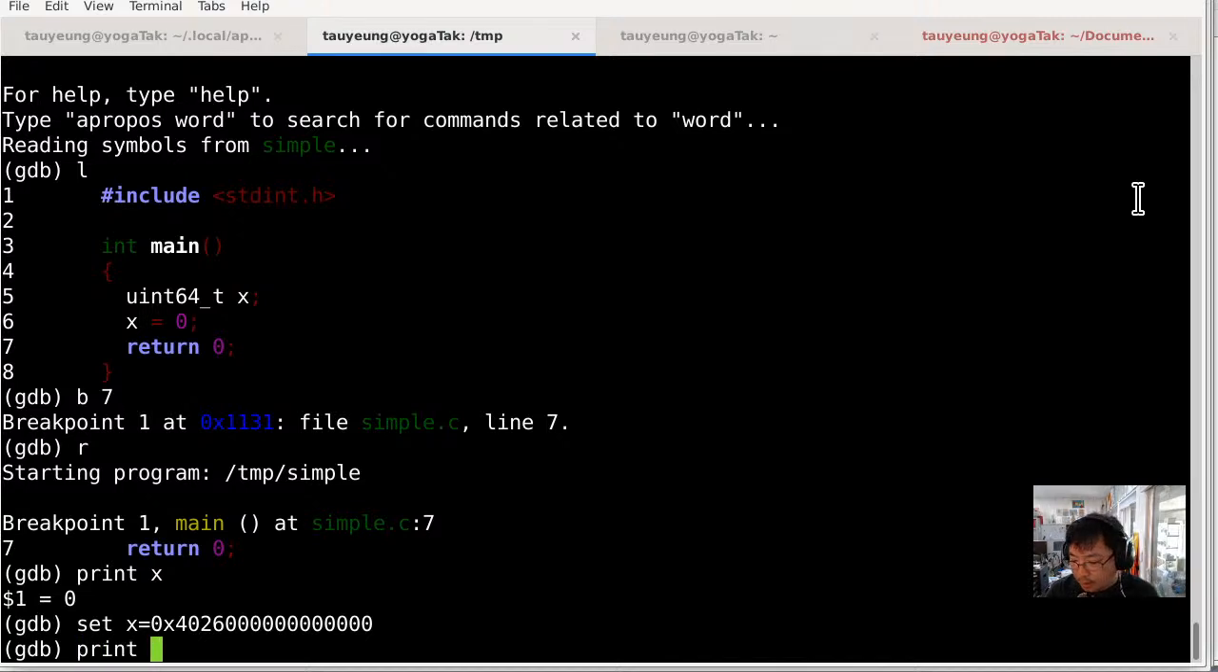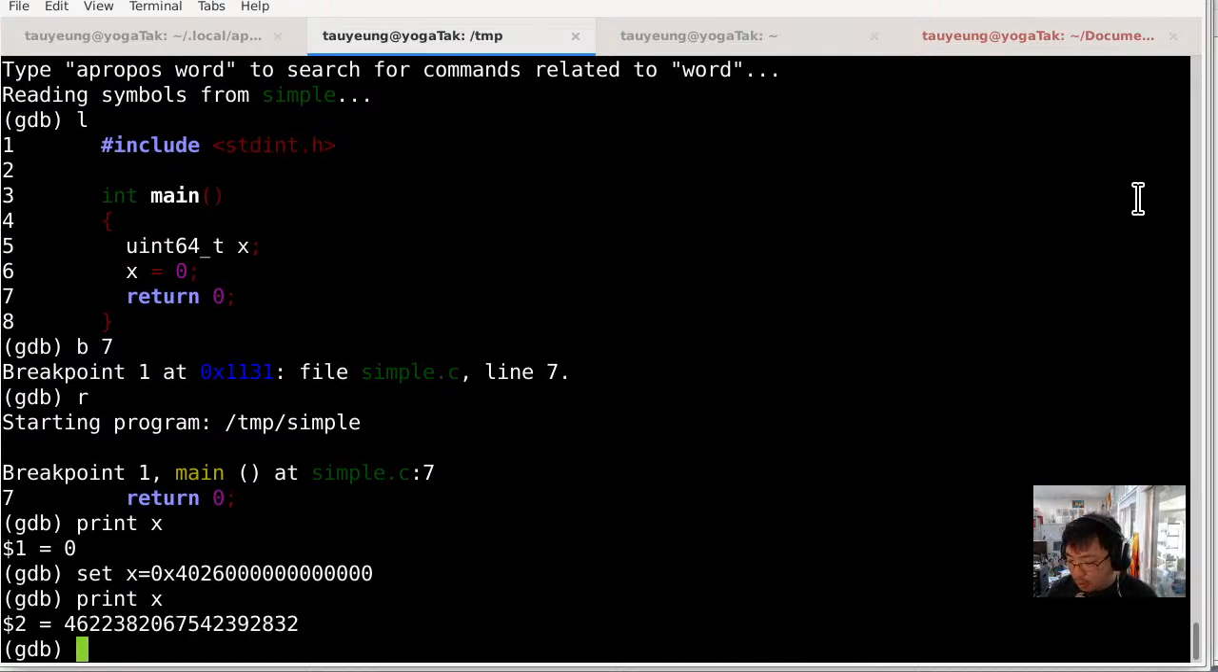So now I want to print x, and whoa, hold on a second here. That is not anything that we are anticipating. First of all, this is not 4026 and a whole bunch of zeros, which was what I entered, and this is also not 11. What is going on here? What am I seeing at this point?